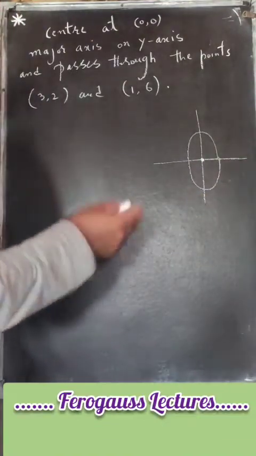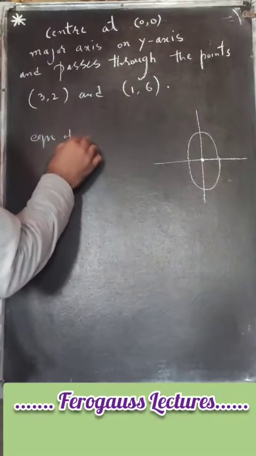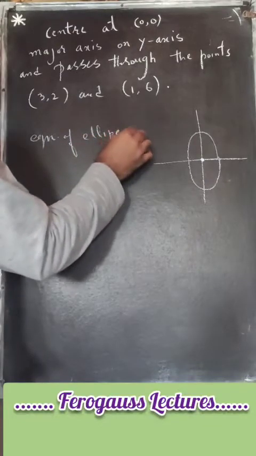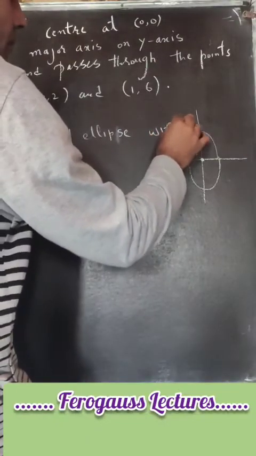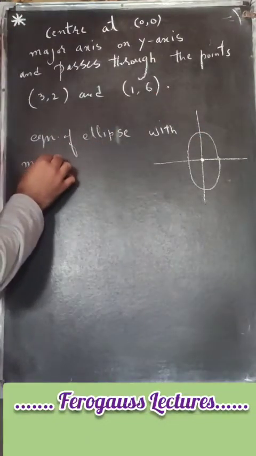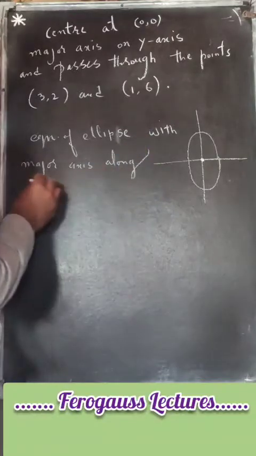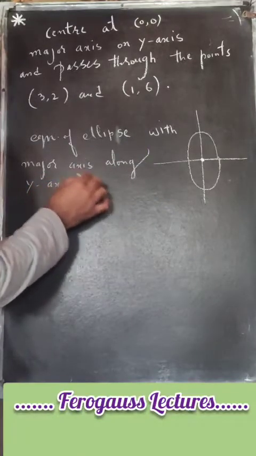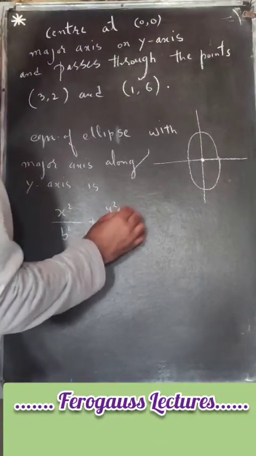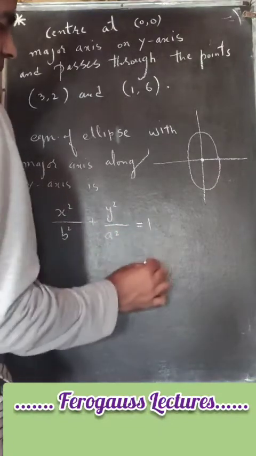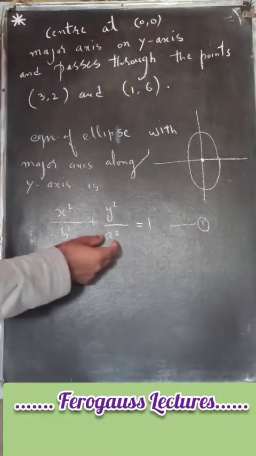We can write the equation of this ellipse with major axis along the y-axis as x square by b square plus y square by a square equal to 1. We name this equation first. Now we have to find b and a.